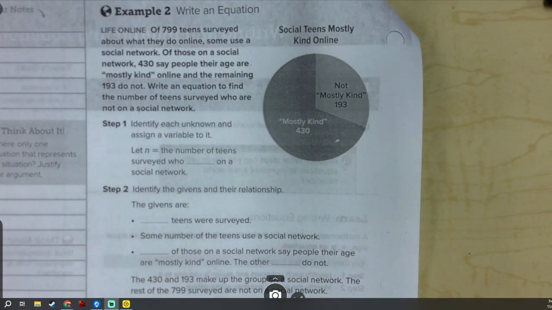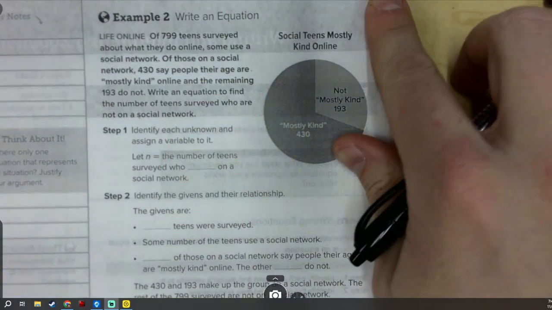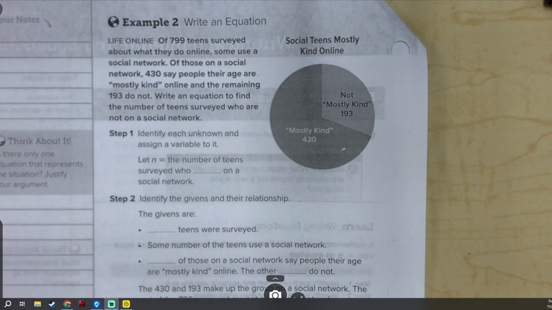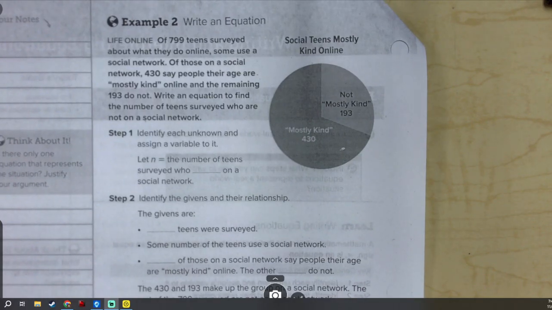Example 2. 719 teens surveyed about what they do online. Some use a social network. Of those on a social network, 430 say that their age are mostly kind online. The remaining 193 do not. Write an equation to find the number of teens surveyed who are not on a social network.